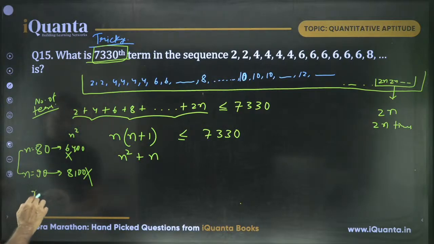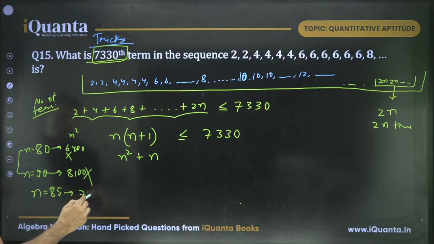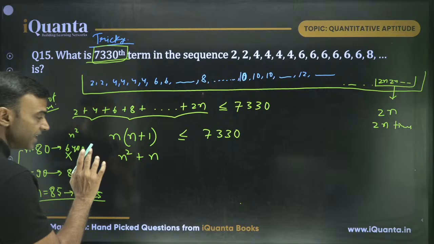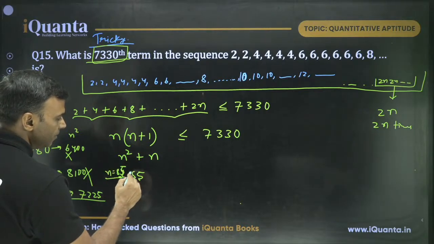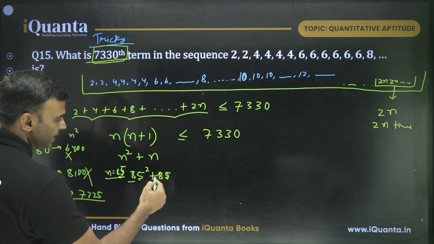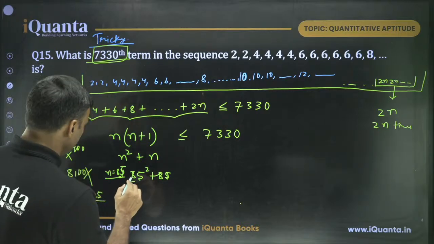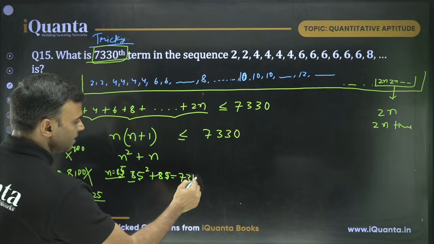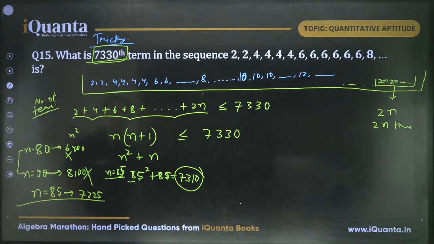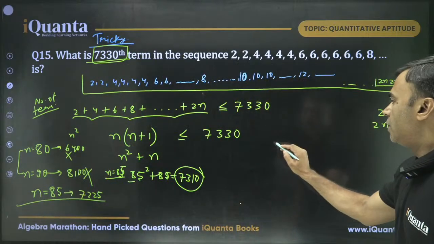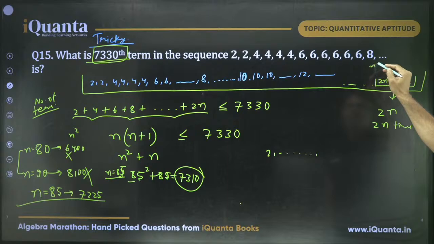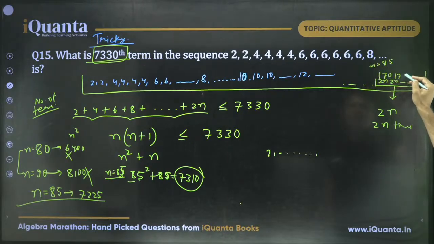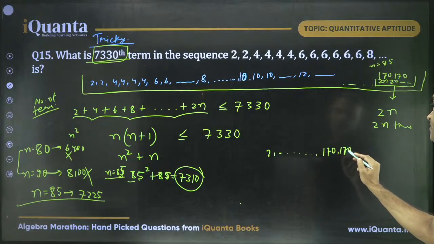A simpler value, check a simple value, n is equal to 85. 85 square is 7225. Okay, check this one. If I put n equal to 85, this will become 85 square plus 85. That is 7225 plus 85, and that will be how much? 7310. Is it correct? Oh, great, fantastic. I'll write it and show it to you. 2, 2, 4, 4, 6, 6, 8, 8, and so on. If I put n equal to 85, then this number will be 170, 170, and so on.